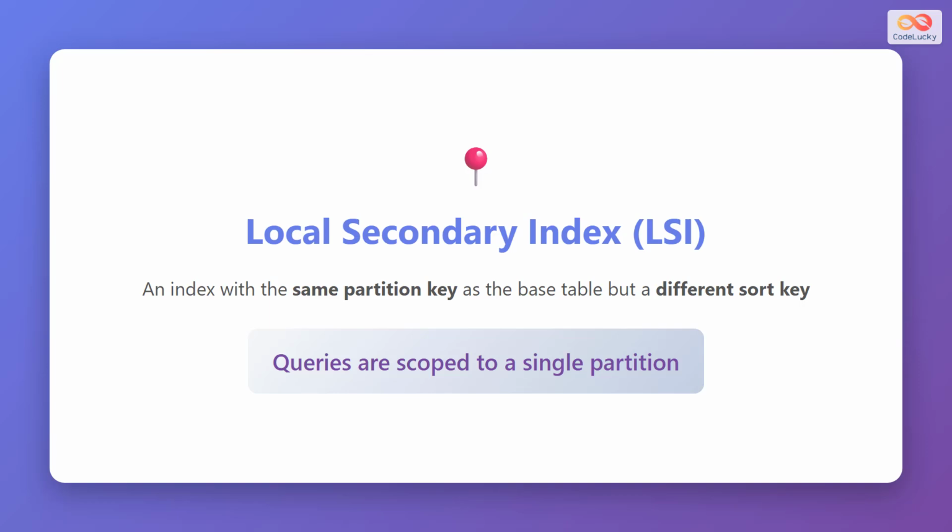Moving on to local secondary indexes, or LSI. A local secondary index is an index that uses the same partition key as your base table, but allows you to specify a different sort key. The term local indicates that queries on an LSI are scoped to a single partition. This means when you query using an LSI, you're searching within the data that shares the same partition key value, but you're able to sort or filter that data using a different attribute than your table's original sort key.